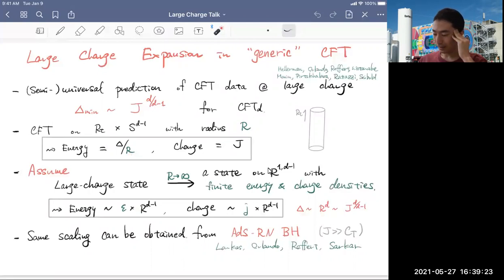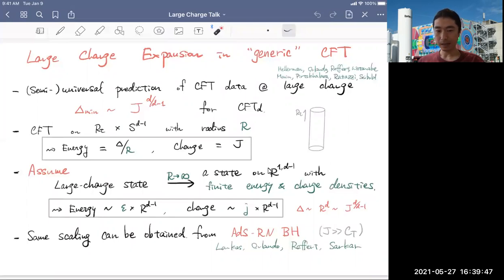But I should also say that this scaling doesn't really involve writing down the large charge effective field theory, and it doesn't really rely on a particular large charge effective field theory. In fact, you can also get the same scaling by analyzing the AdS RN black hole in the limit where J is much larger than C_T. And this was discussed in this nice paper.